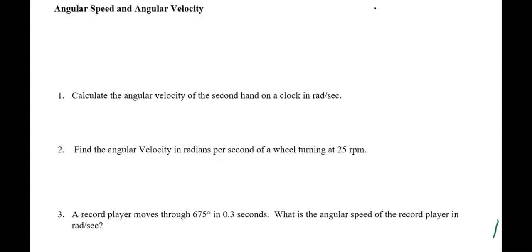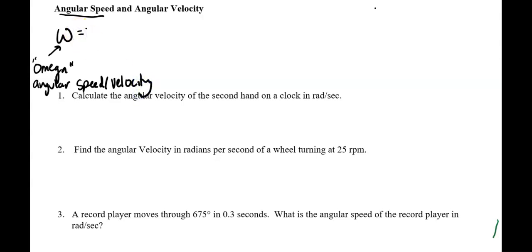Okay, so now let's chat about angular speed and angular velocity. The symbol we're going to use for angular speed is omega. So again, this is omega. In the Greek alphabet, it's pronounced omega. And again, this is angular speed or angular velocity. We'll talk about the difference of those two in just a second.